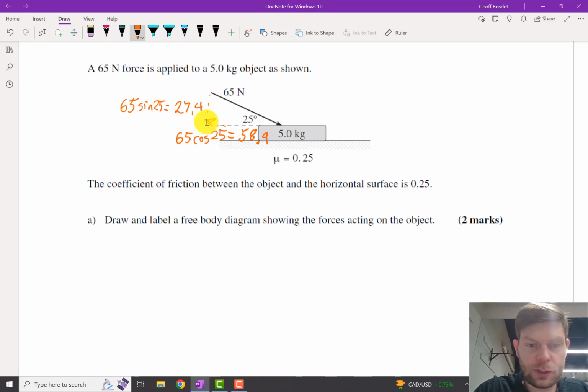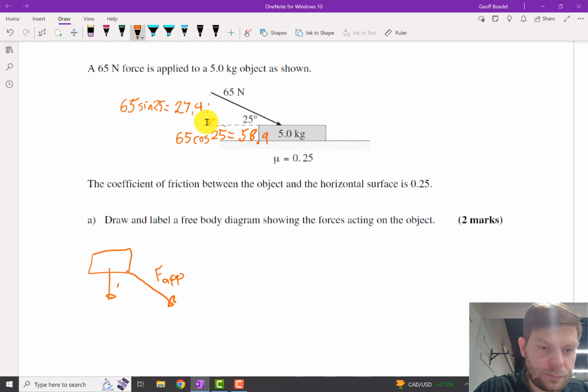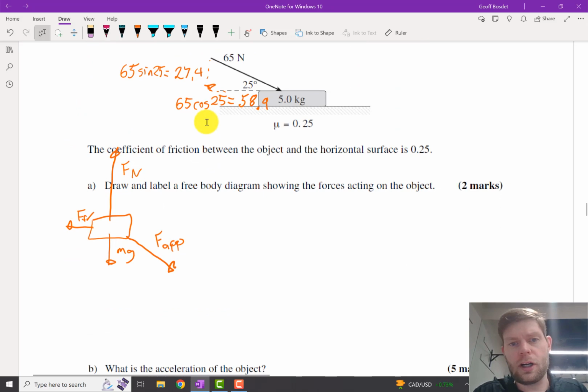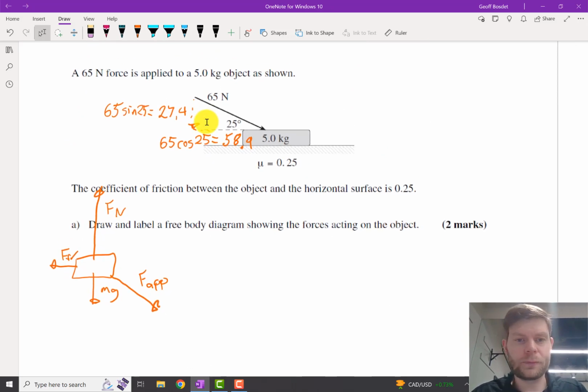If we free body diagram this, just showing the forces, it would look like this with our applied force. We still got gravity, which I should probably make longer, but whatever. And then we got our normal force, which has to cancel both gravity and our downward component. We got some friction, and that's about it. So something like that. We're probably looking for acceleration. Yes, we are.